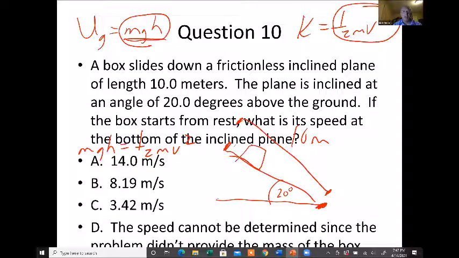Do you guys see that the mass cancels out? We don't need to know the mass because it cancels out. It's on both sides. So I'm just going to erase it like so. But notice we still have two variables that we don't know. We know g. We know g is 10 meters per second squared. We don't know the height. We don't know the speed. We're looking for the speed. How could we find the height?